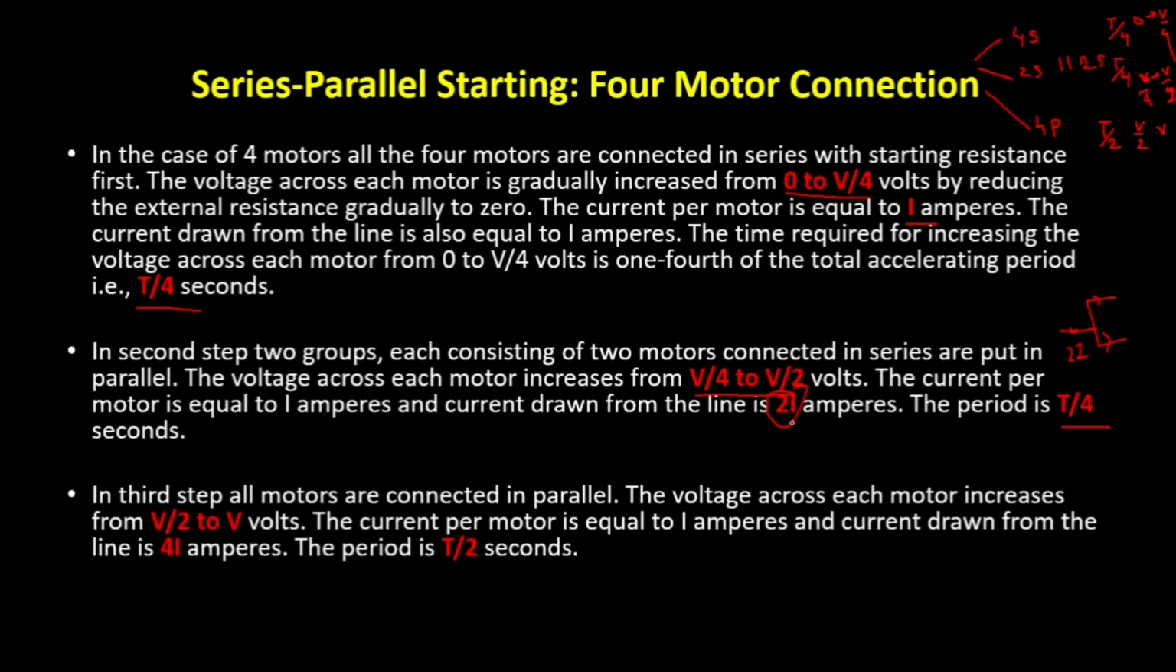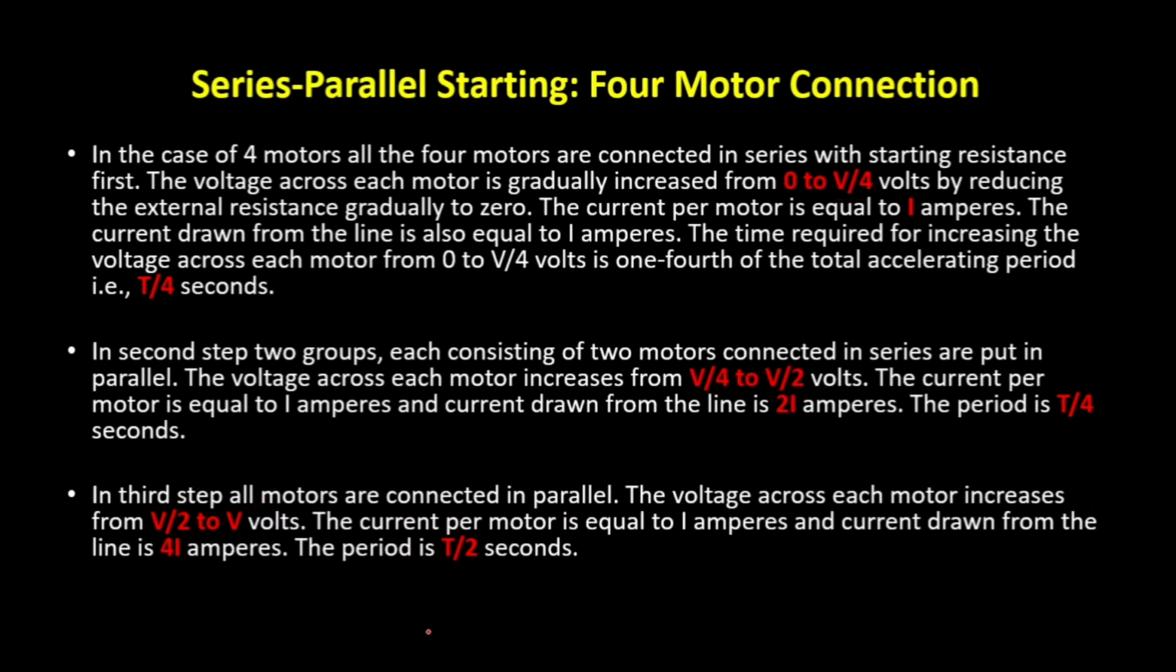And finally, you have four branches. So there has to be 4I over here. The current drawn from the supply: here also I should flow, here also I should flow, here also I should flow. So all these I's make it necessary that the current drawn from the supply should be 4 times I. This is the only change over here. You find the current is now 4I, whereas the voltage should increase from V by 2 to V in a time instant of T by 2.